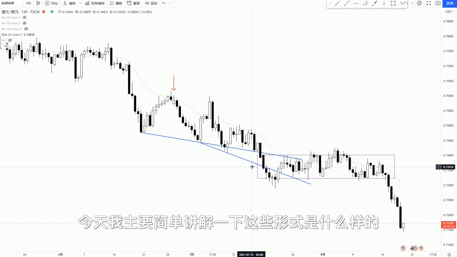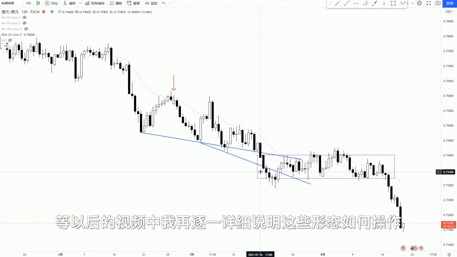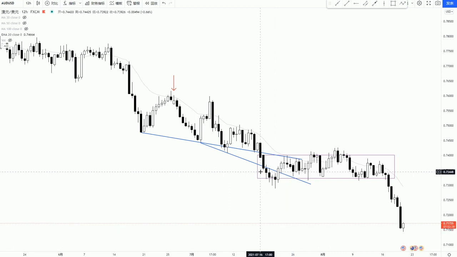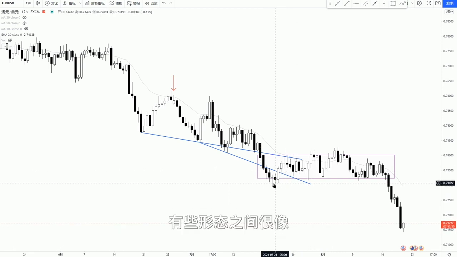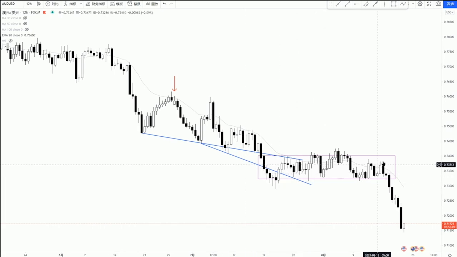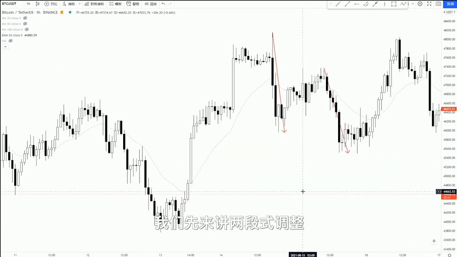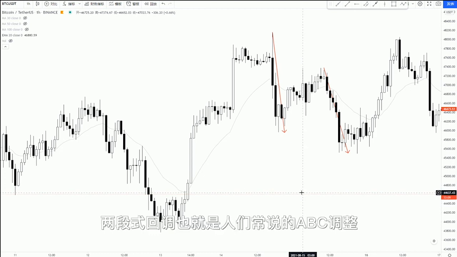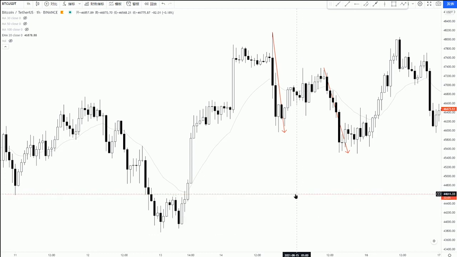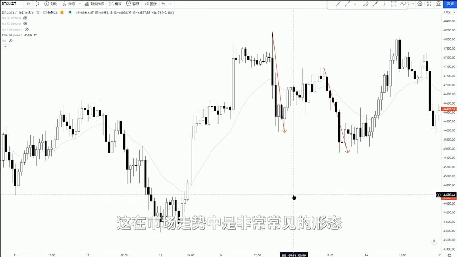Some of them look like each other, and there's no obvious difference. You can call them this name or that name. It doesn't matter what you call them. Like I've been saying, the point is you have to understand what it means. Let's start with a two-step correction, or what's known as an ABC correction, which is a very common pattern in market movements.